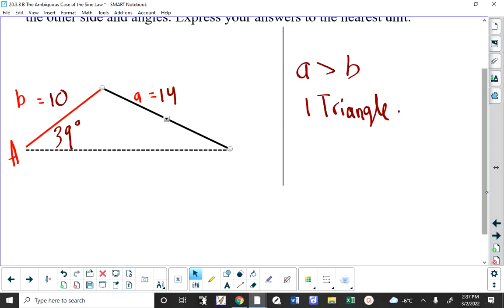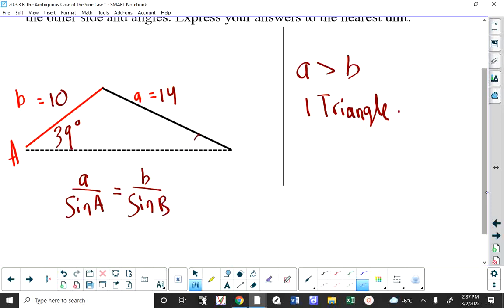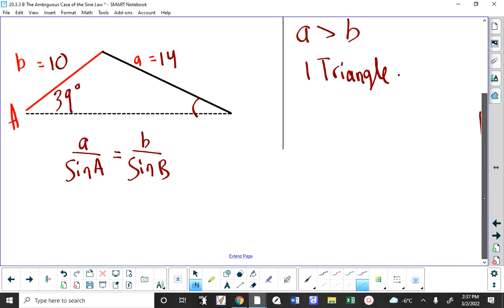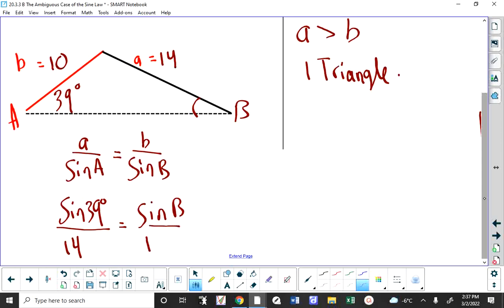I know side A and angle A, so that's a pair, which means I can use the sine law. A over sine A equals B over sine B. This will allow me to find this angle. And if you like, we can flip that over. Sorry, the past couple of days have been a whirlwind of things in my life, but did I show you that yesterday, that you can flip the whole thing over? Okay, so let's just write it upside down. Let's write sine of 39 over 14 equals sine of angle B over 10.